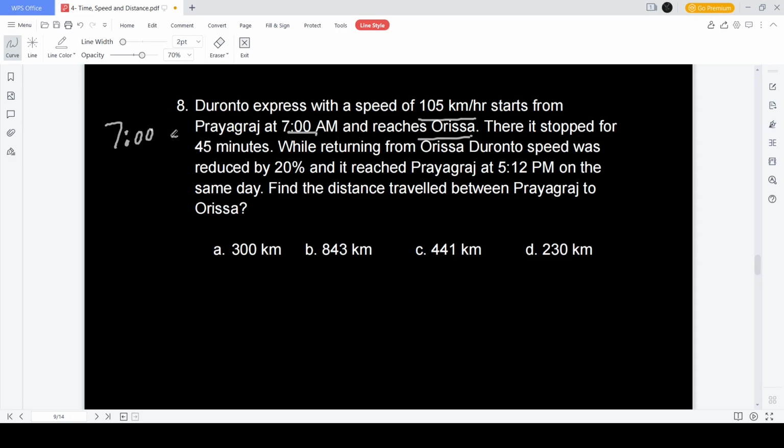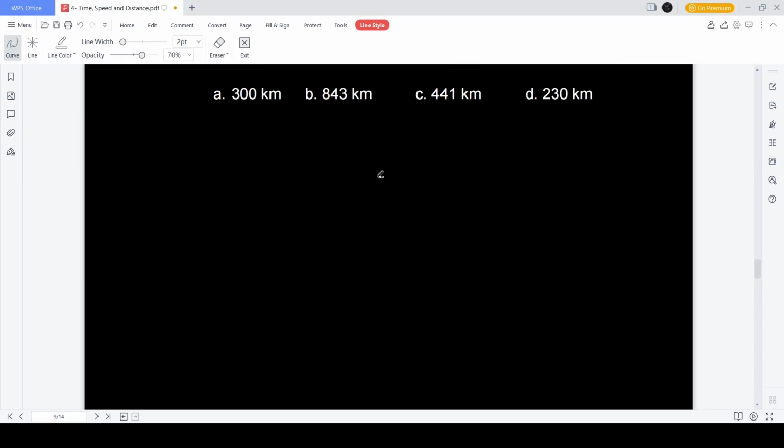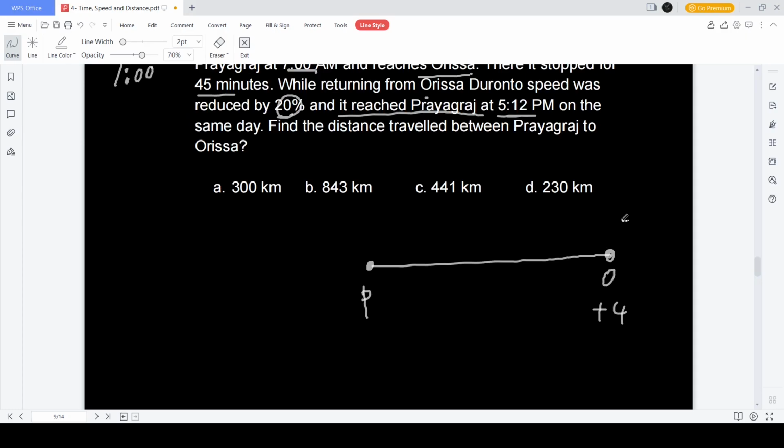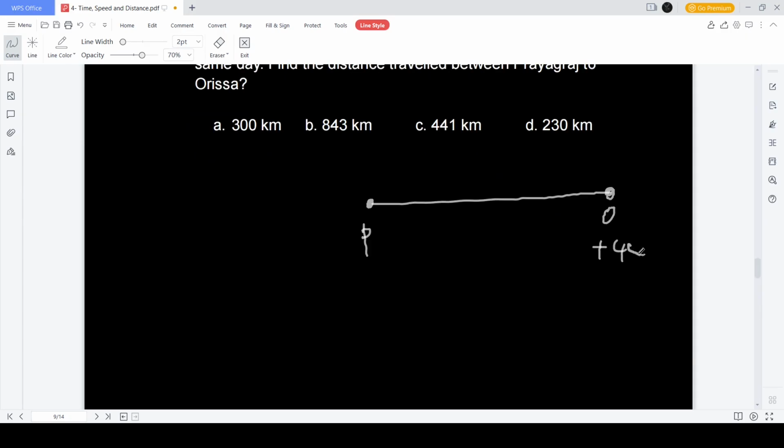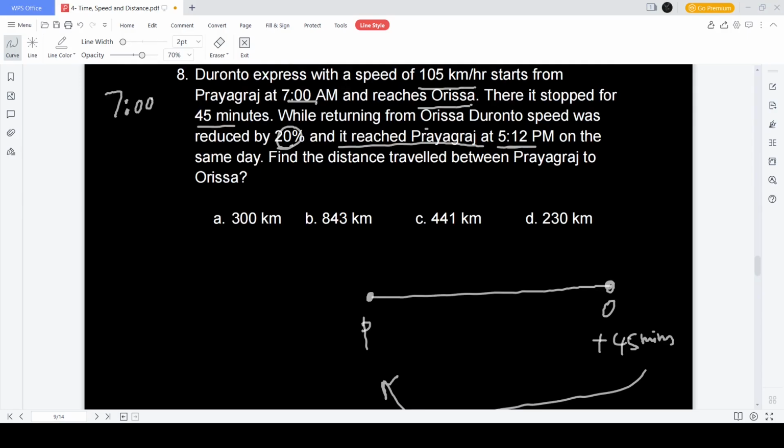There it stopped for 45 minutes. While returning back, the speed reduced by 20%. Okay, and it reached Prayagraj at 5:12 on the same day. Find the distance between Prayagraj and Orissa. So basically, from Prayagraj it reached Orissa, waited for 45 minutes, changed the speed and reached back at Prayagraj at some time. Okay, we have to find out the distance.